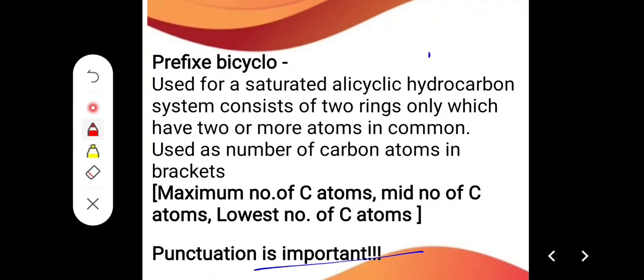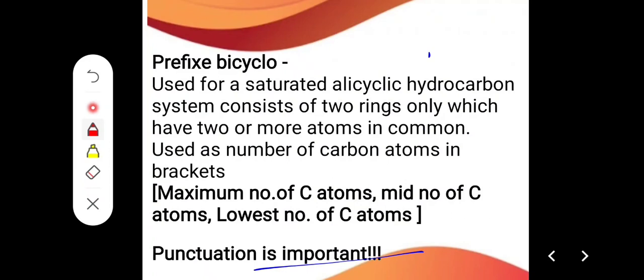Next one, prefix bicyclo. Bicyclo is used to designate that 2 rings are fused to each other. The 2 rings consist of 2 or more atoms in common. And in most cases they are saturated alicyclic hydrocarbons. Maybe sometimes double bonds can be there. But always remember, a bridgehead position having a double bond or carbocation is very much unstable.